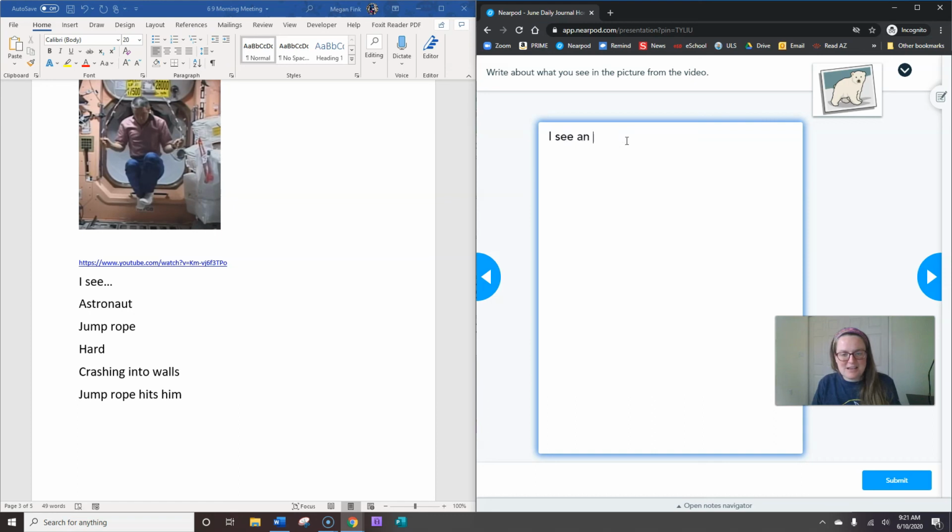I see an astronaut trying, I'm going to write, to jump rope in space. Is it easy? No, but he's trying. My sentence is, I see an astronaut trying to jump rope in space. I started with a capital, I ended with a period, and I have no capitals in the middle.